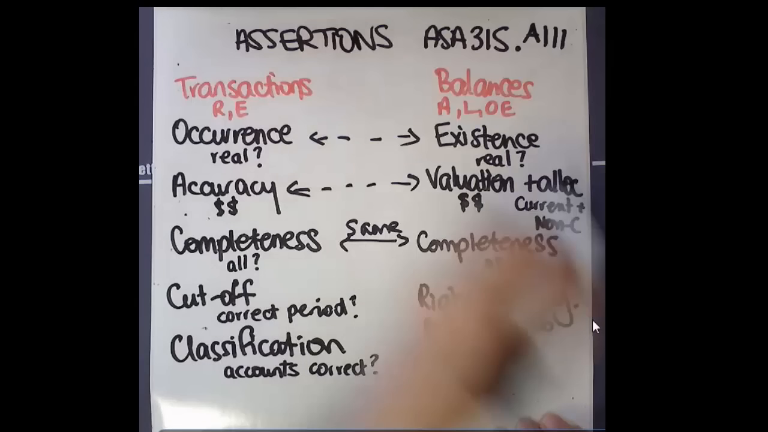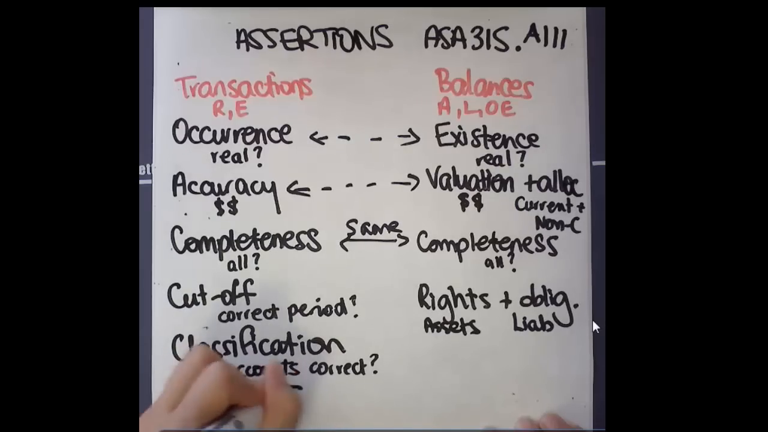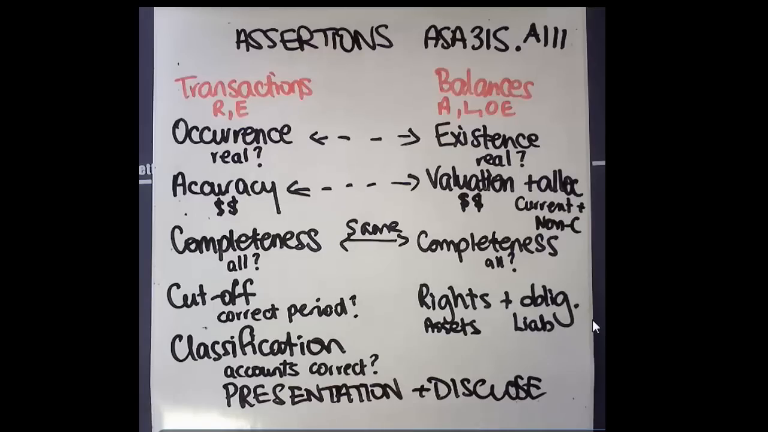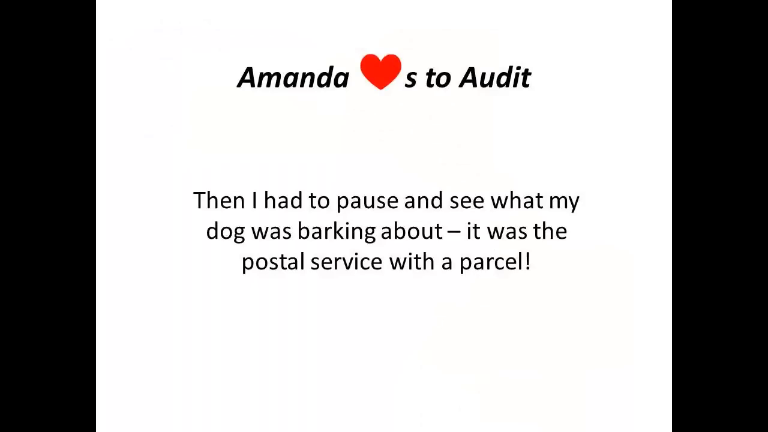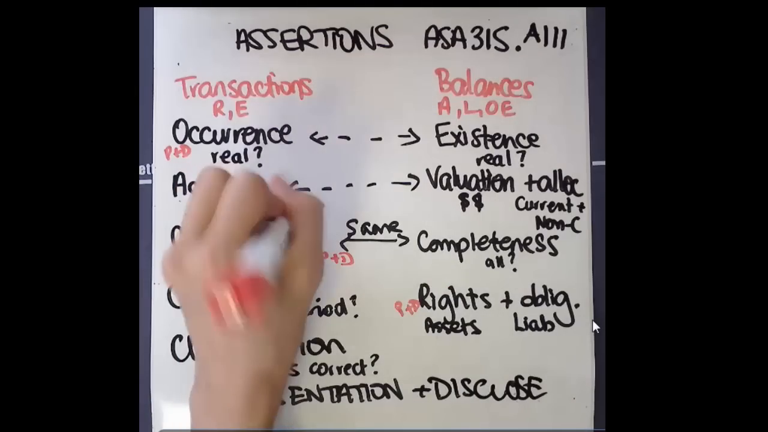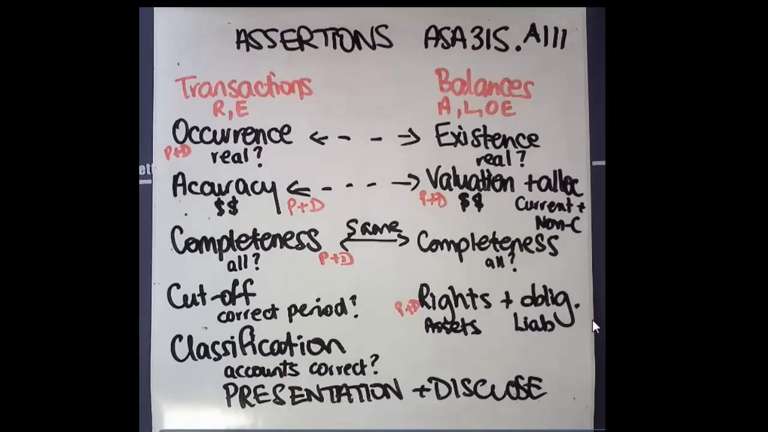Now, over all of these, we also have our presentation and disclosure assertions. And those presentation and disclosure assertions do have some carryover items. All right. So, for example, occurrence is also a presentation and disclosure assertion. Rights and obligations is a presentation and disclosure assertion. Completeness is a presentation and disclosure assertion. And then we have accuracy and valuation, also presentation and disclosure assertions. Classification as well.